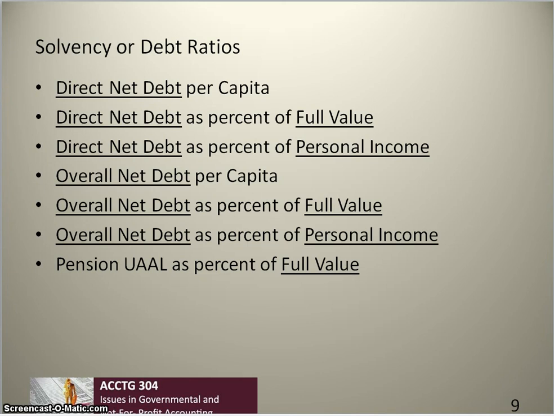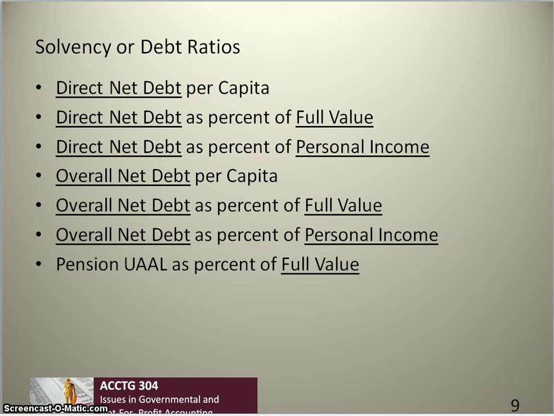Solvency or debt ratios. This is one area where the ratios for governments are quite different from what we would see in the analysis ratios used for not-for-profit organizations or for a for-profit corporation or even for a governmental enterprise. You remember for not-for-profit organizations, we evaluated debt levels by comparing debt to other elements on the balance sheet, such as total assets or net assets.